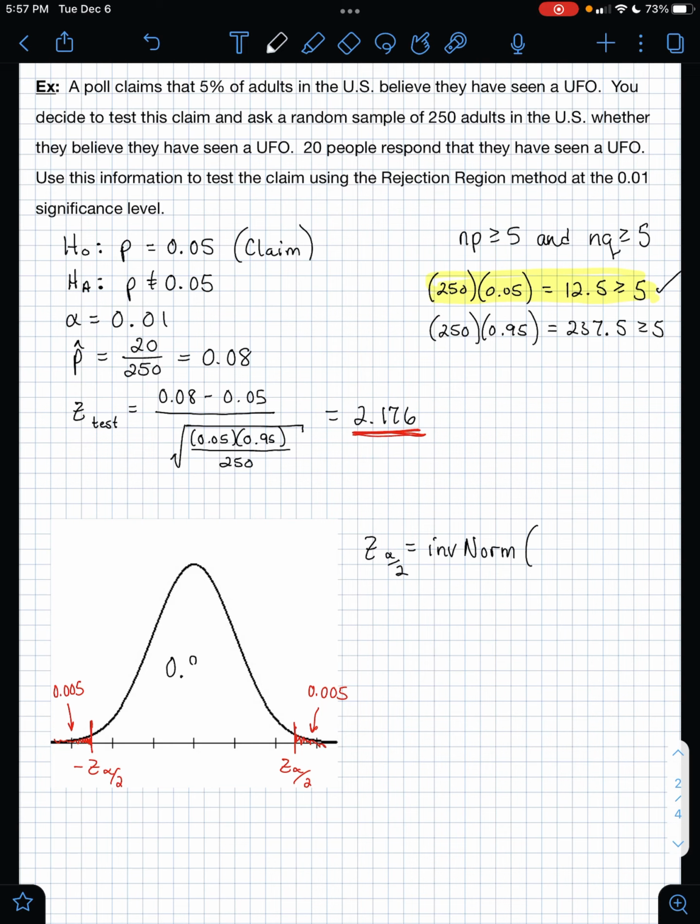So we've got 0.99 in the middle, plus another 0.005 in this left tail, means that our total area to the left is 0.995. And of course, we're using the standard normal distribution here. So our mean and standard deviation are 0 and 1 respectively. And what we get is a critical value of 2.576 if we round it off.